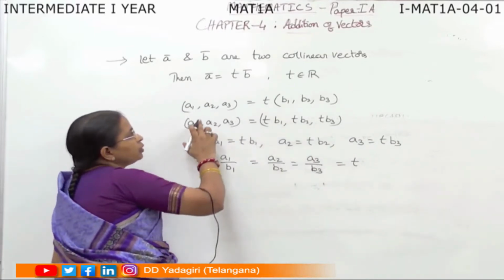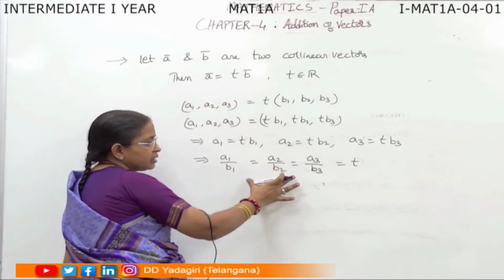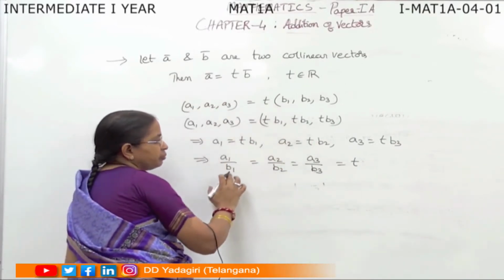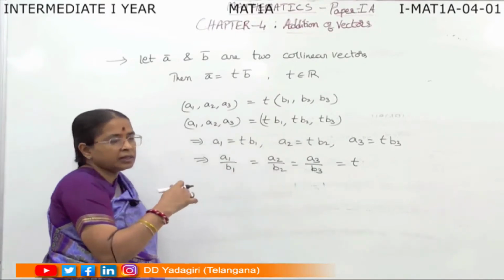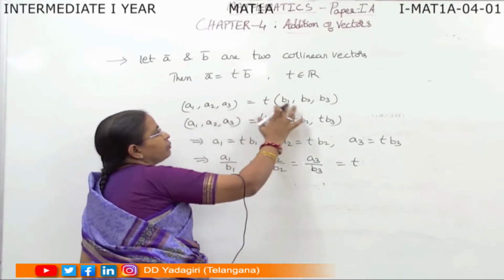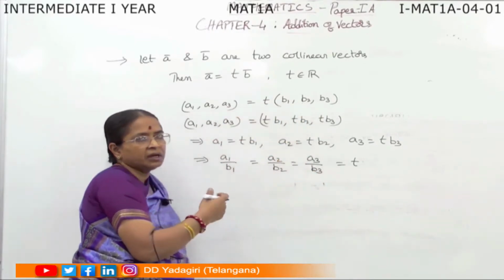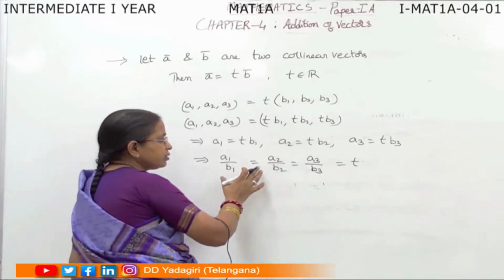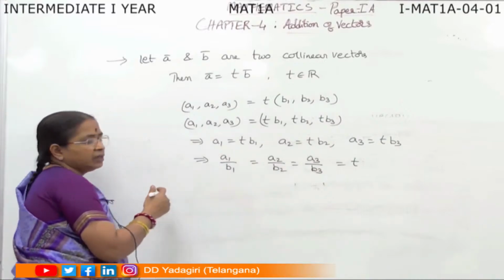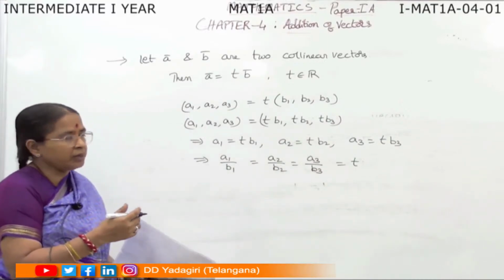So to prove that the vectors A and B are collinear, we use this concept. The corresponding coordinates should be proportional. So the ratio is the same: A1 by B1 is equal to A2 by B2 is equal to A3 by B3. If this ratio comes the same, we say it is collinear. That constant is taken as P. So this is one point that we use in solving the problems.